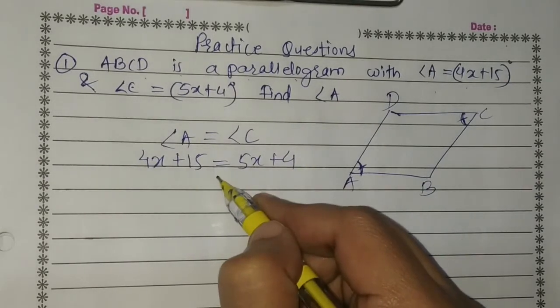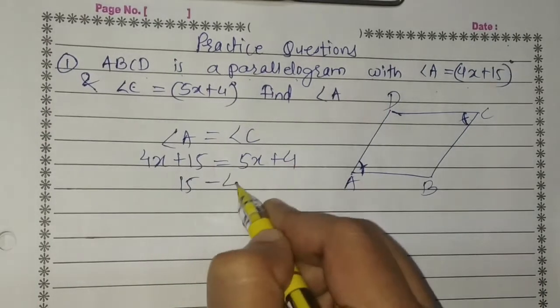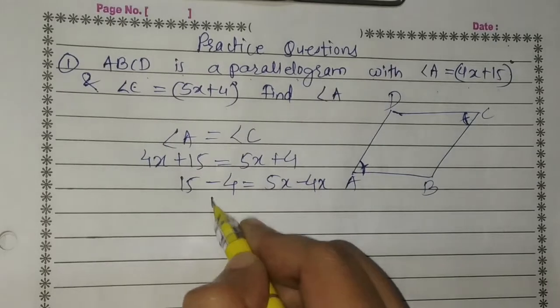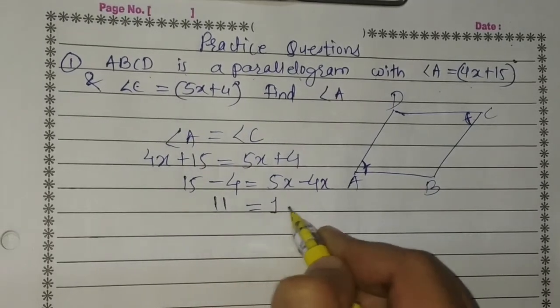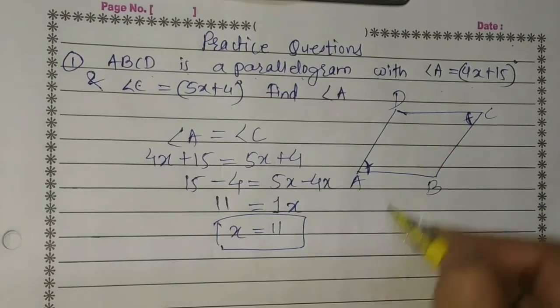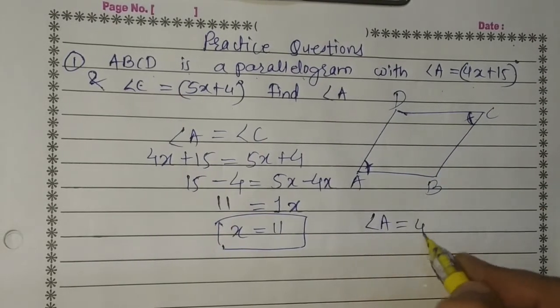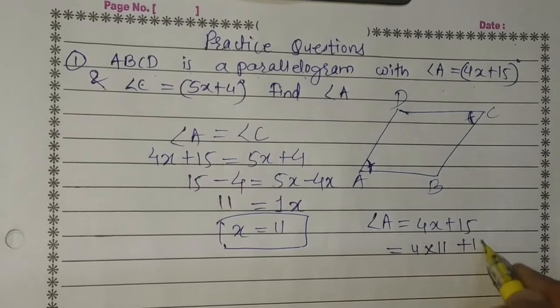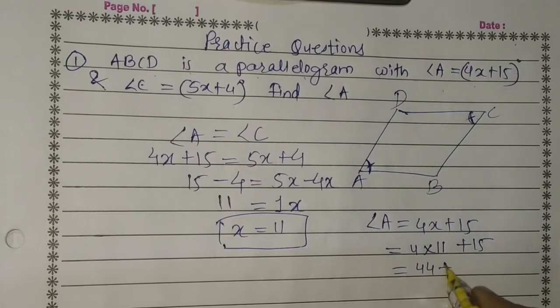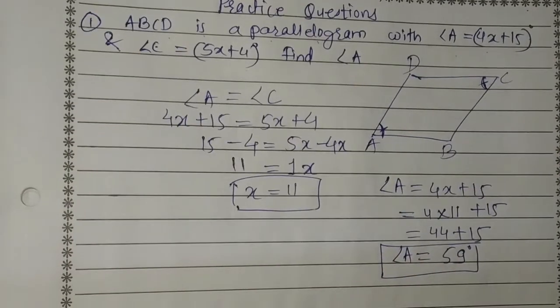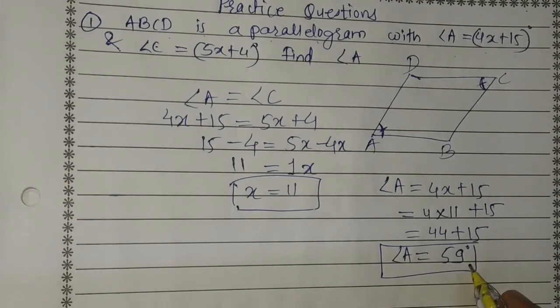So we can solve this equation. 15 plus 4 we will bring here, it will go minus. So 15 minus 4 will get 11 and here 1x. So x we got as 11. Now just find out angle A. Angle A is 4x plus 15. So we'll keep the x value. 44 plus 15 will get angle A is 59 degrees. So in this way we have found angle A is 59 degrees.